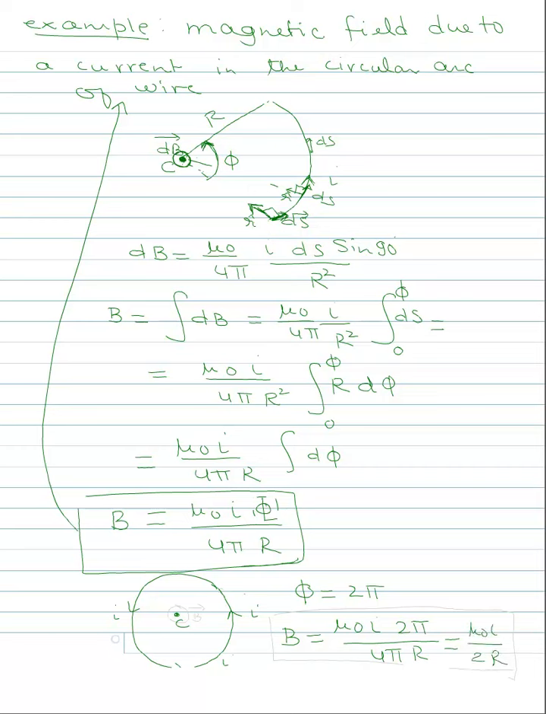This is the magnitude of magnetic field, and the direction of magnetic field will be coming out at you. The direction is the same due to all the little ds's. Just use your right hand rule and you will see that ds cross r hat will always be pointing out at the center of this circular current carrying wire.